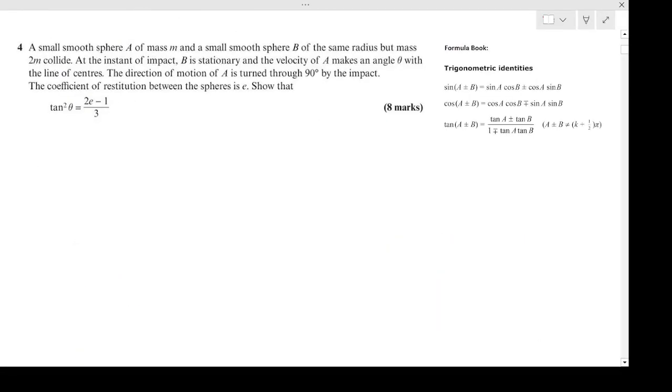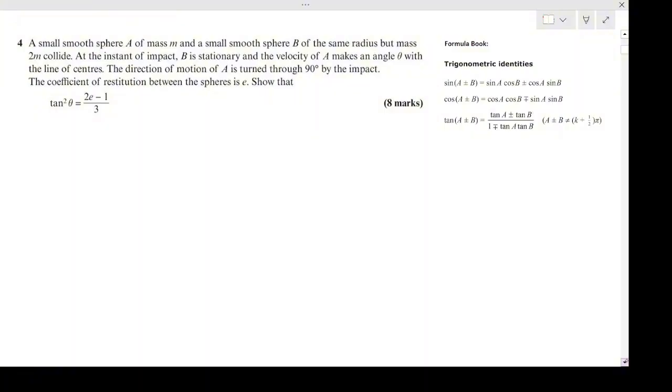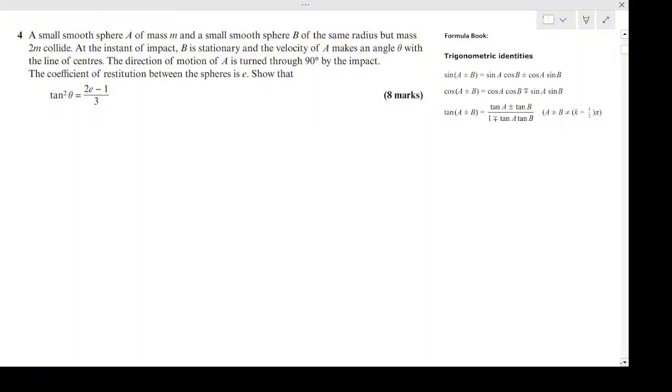But there we are. Right, so I've got this question here. It looks really scary and ugly, right? How on earth are we going to get to that? But again, the main idea is we're going to do the same sort of techniques. So draw a diagram, then do momentum and restitution, convert it to 1D, and then go from there. Okay, so let's draw the diagram first.